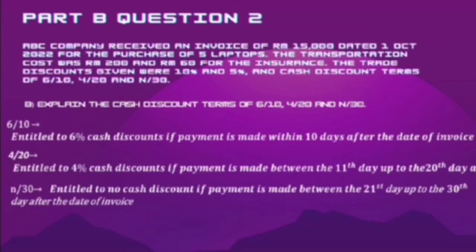And for question B, explain the cash discount terms of 6/10, 4/20 and N/30. For 6/10, entitled to a 6% cash discount if payment is made within 10 days after the date of invoice. For 4/20, entitled to a 4% cash discount if payment is made between 11 days up to 20 days after the date of invoice. And last but not least, N/30, entitled to no cash discount if payment is made between the 21st day up to the 30th day after the date of invoice.